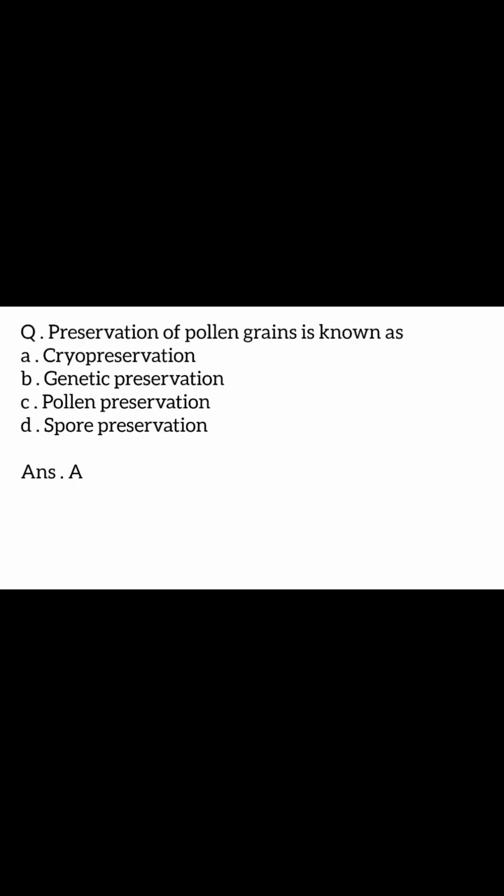Next question. Preservation of pollen grain is known as option A, cryopreservation. Option B, genetic preservation. Option C, pollen preservation. Option D, spore preservation. So the answer of this question is option A, cryopreservation.